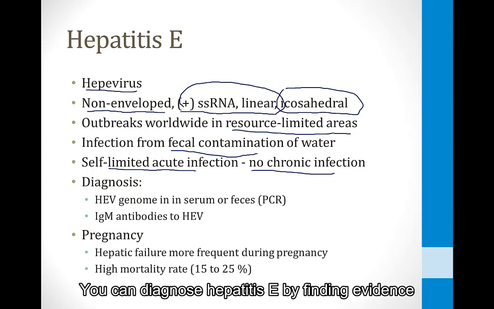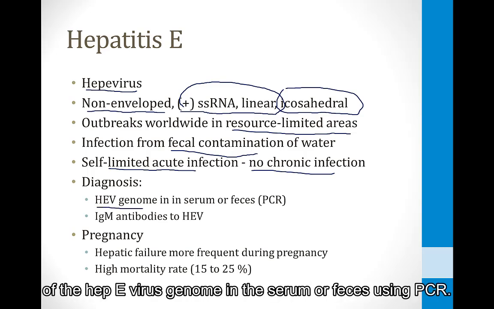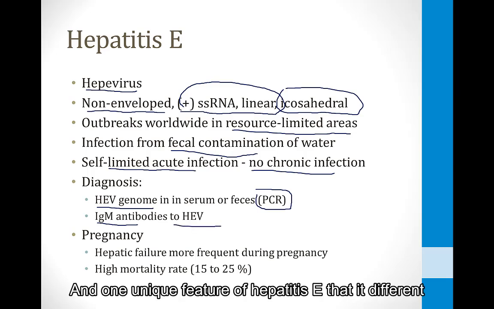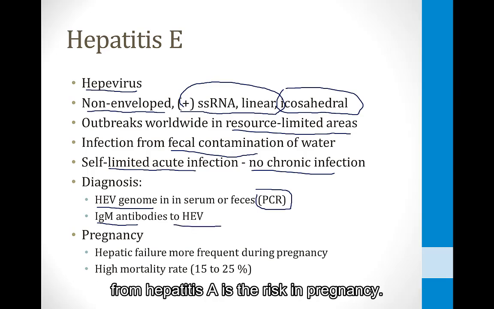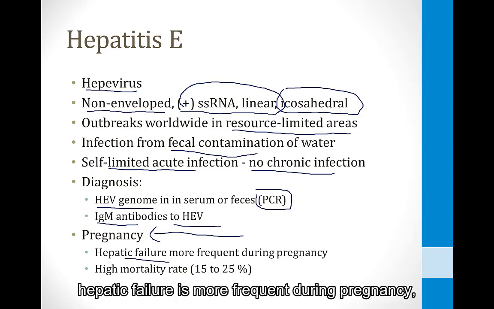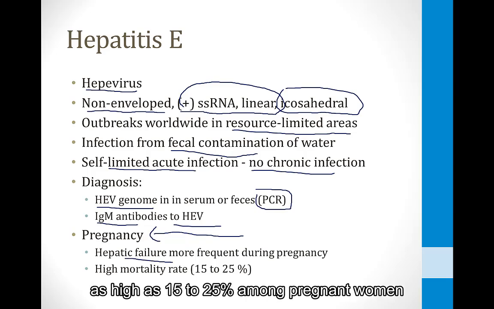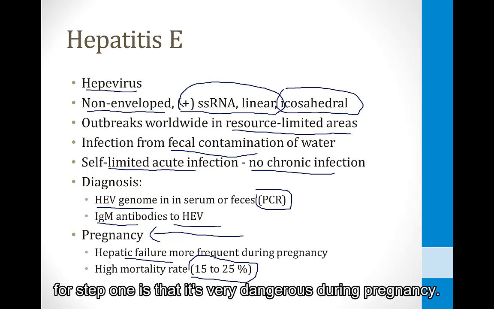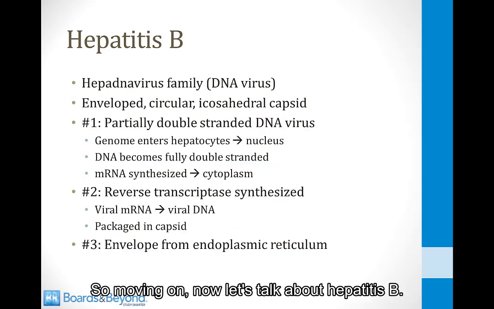You can diagnose hepatitis E by finding evidence of the Hep E virus genome in the serum or feces using PCR. You can also detect IgM antibodies to Hep E virus. And one unique feature of hepatitis E that makes it different from hepatitis A is the risk in pregnancy. For reasons that are not well understood, hepatic failure is more frequent during pregnancy, and there are reports of mortality rates as high as 15 to 25% among pregnant women when outbreaks of hepatitis E occur. So the one thing you want to know about this virus for step 1 is that it's very dangerous during pregnancy.